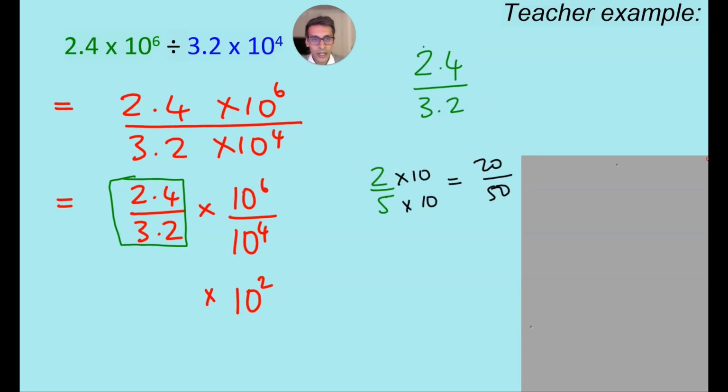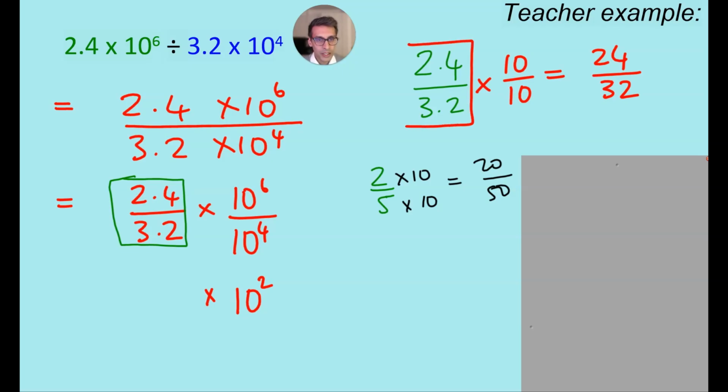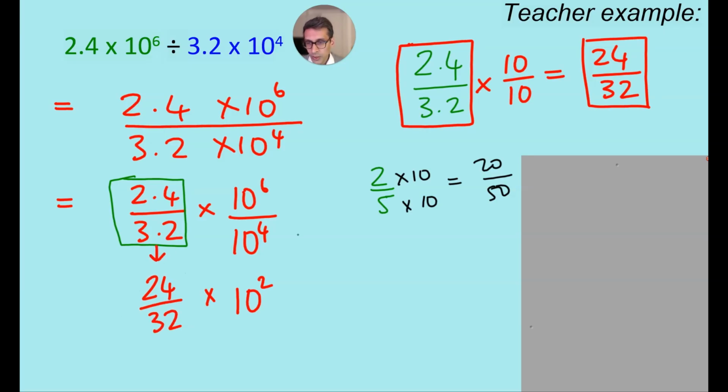So let's multiply this fraction here, 2.4 over 3.2, by 10 over 10. So this is now going to equal 24 over 32. It's a bit nicer because we don't have any decimals, but you must remember that 2.4 divided by 3.2 is equivalent to 24 over 32. So let's write that here, 24 over 32. And then we've written this question out in a nicer way, and we now need to work out 24 divided by 32. So what goes into 24 and 32?